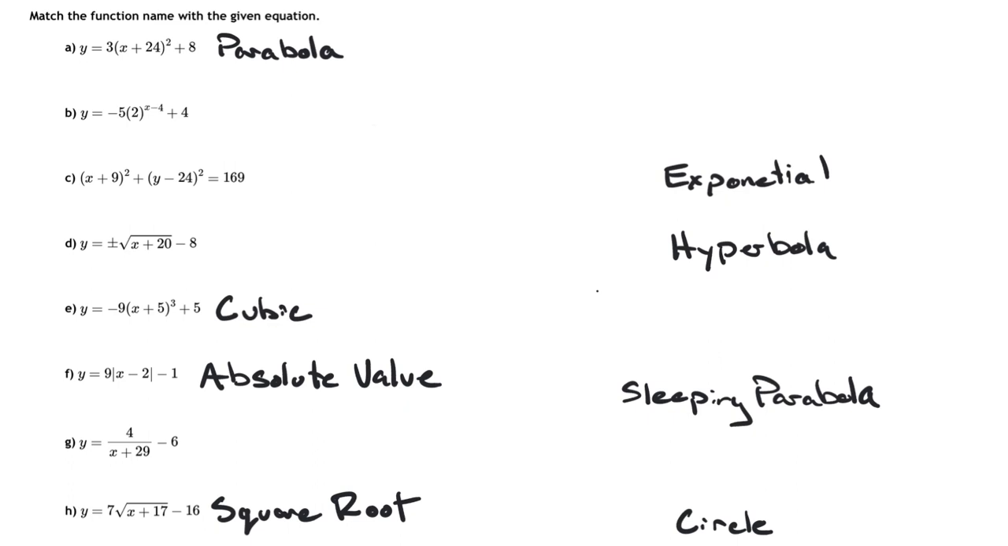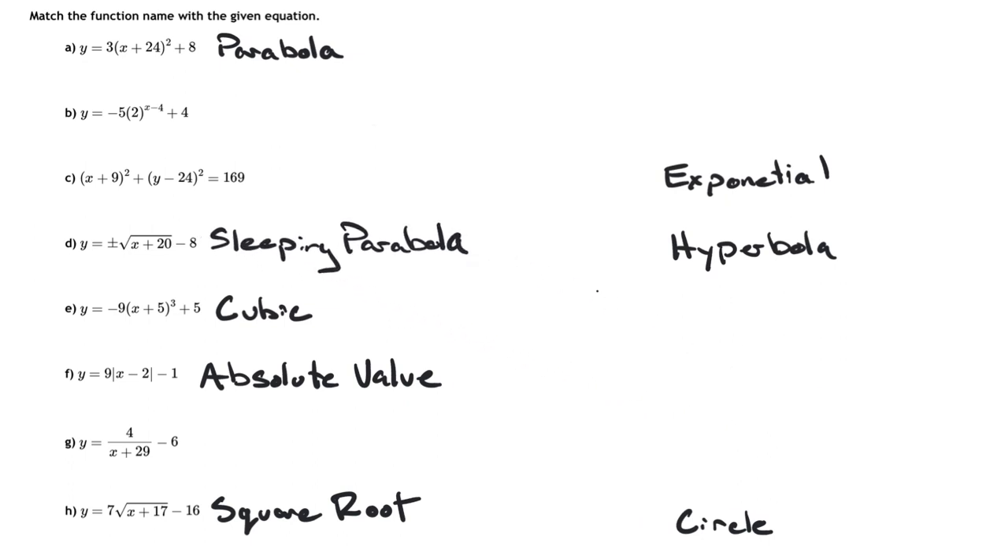But you notice that you also have one that has a square root here, but the key feature is that there's a plus or minus in front of it. So the plus and the minus means it's not just a square root. We call that one a sleeping parabola, right? So when we call that a sleeping parabola, that's because of the plus or minus. It looks like a parabola laying down on its side. That's just the name that we use for it.